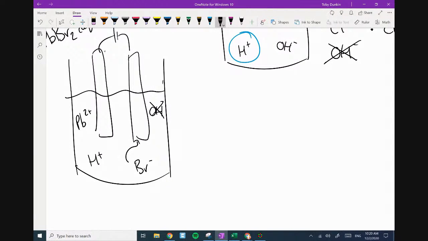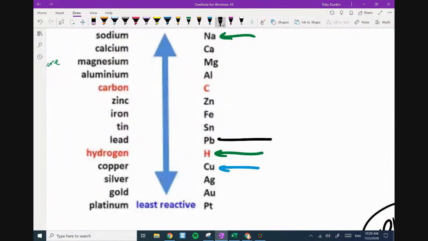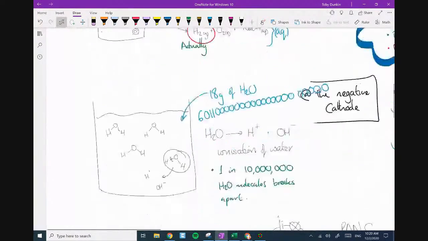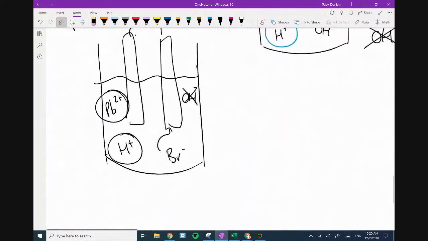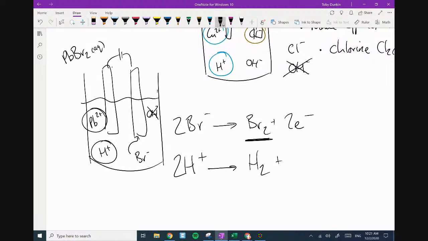Yeah? So, but which one of these two is going to get there? Right, well, hang on a minute. Reactivity. Where's lead? Where's hydrogen? Hydrogen is lower than lead. We're going to get hydrogen gas and not lead metal. Yeah, so we're going to end up with Br-, which is going to become bromine, balance the half equation. So we're going to get bromine. We're also going to get hydrogen gas because the hydrogen is lower in reactivity.